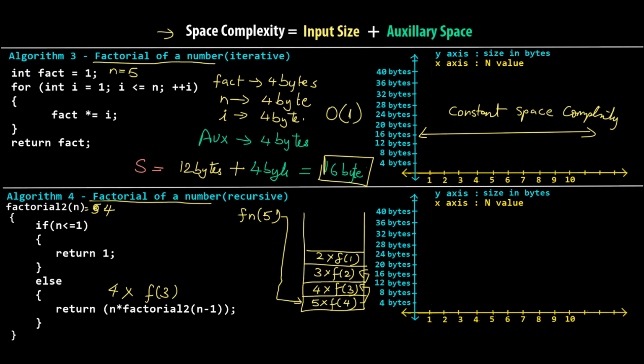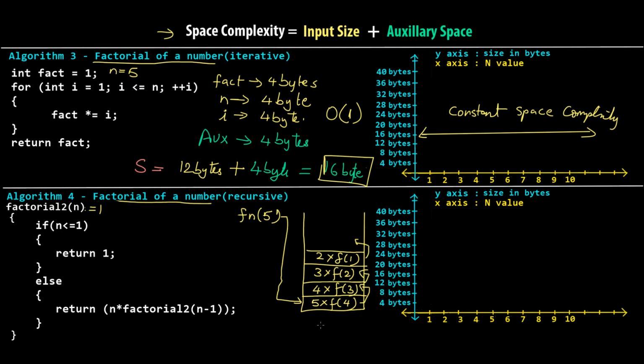And when n is going to be equal to 1, that's where this condition will become true. If n is less than or equal to 1, it is equal to 1. So we're going to return 1. So we will not go further from this, and no more entry will be added to the call stack.